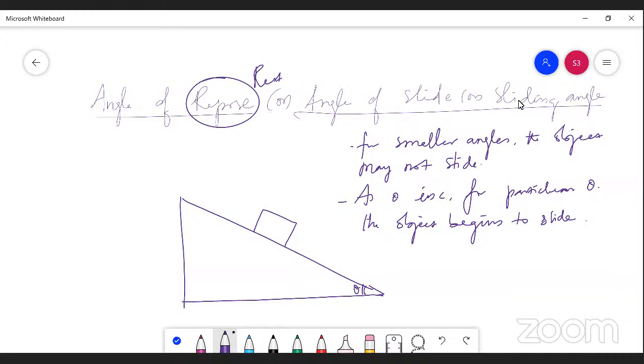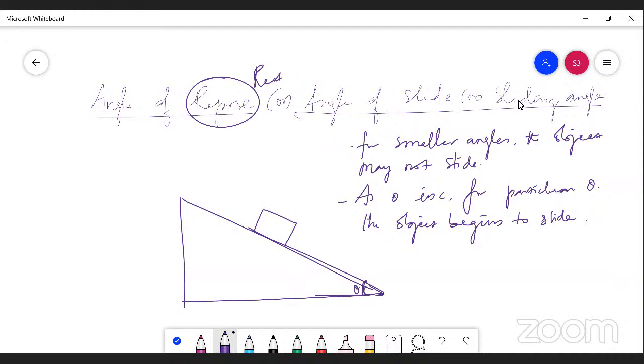We can define angle of repose like this. The angle of repose is the angle of the inclined plane with the horizontal, such that the object placed over the inclined plane begins to slide. So, angle of repose is defined as the angle made by the inclined plane with the horizontal, such that the object placed over the inclined surface begins to slide.